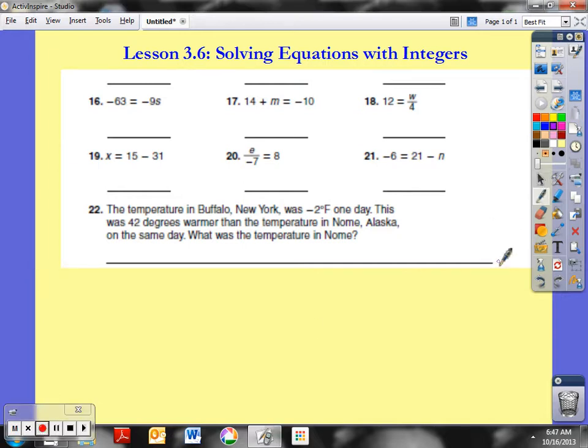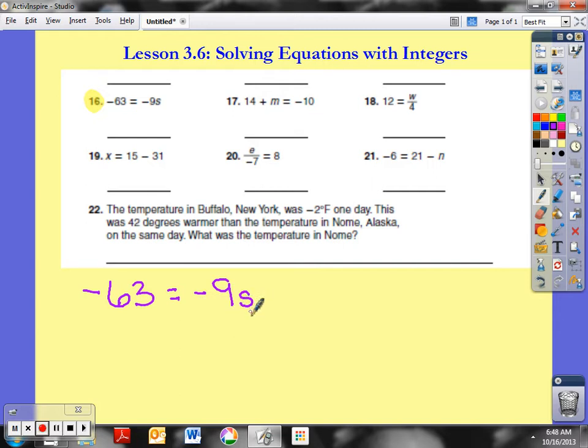Taking a look, I'm not going to do all of them, just a couple of them. Let's focus in on number 16 here. So number 16, I'm just going to rewrite it down here. I always like to rewrite these instead of trying to do it in my head, because again, my goal is to get these right. I'm going to take my time, do the work that's asked of me so that I can make sure I get all the points. So if I take a look, it says negative 63 equals negative 9 times s.